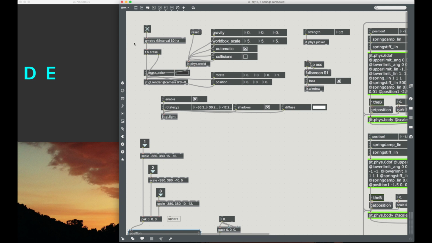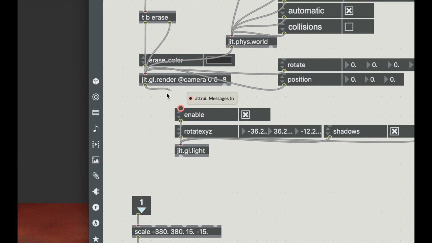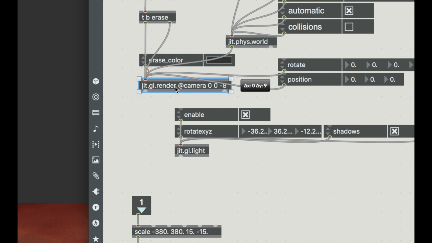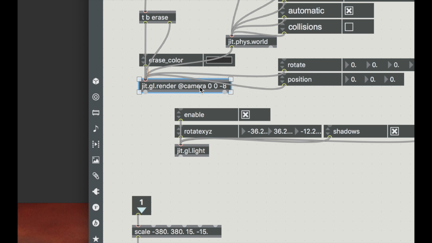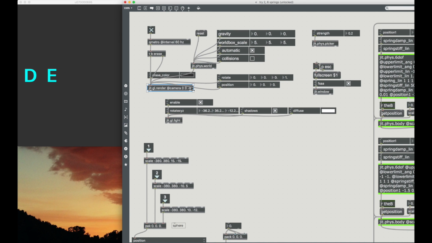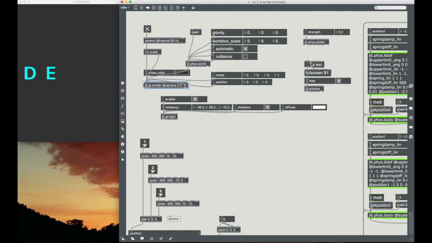I'll actually start at the beginning again. So I've created this whole rendering thing, and it's going into this jit.gl.render. Currently, this camera is set at the coordinates 0, 0, negative 8. I could change negative 8 to something different and it would move farther away from the letters that you see currently. Currently, there's no gravity at all.